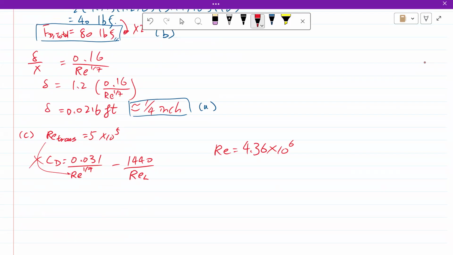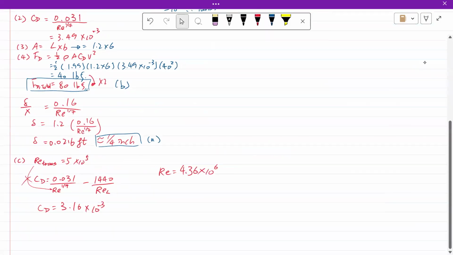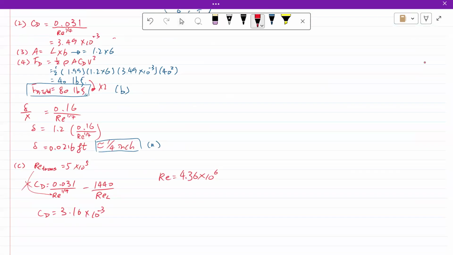1440 divided by 4.36 times 10 to the 6. Our CD becomes 3.16 times 10 to the minus 3. Let's have a quick comparison. Compared to the fully turbulent one, this actually reduced a little bit, just a little bit.